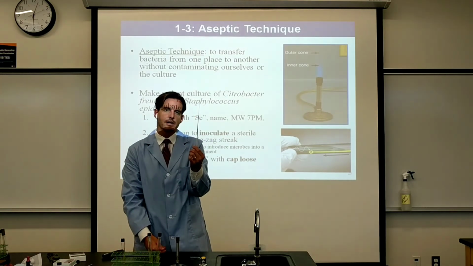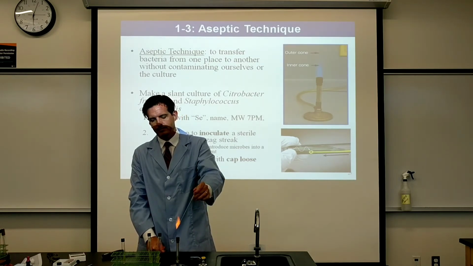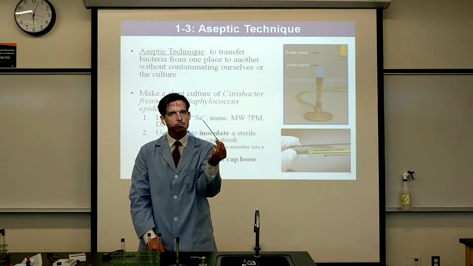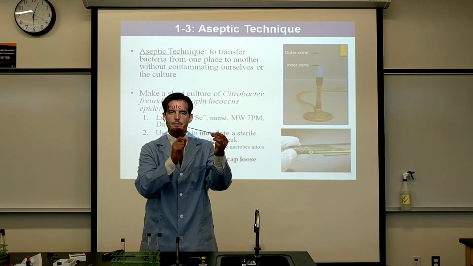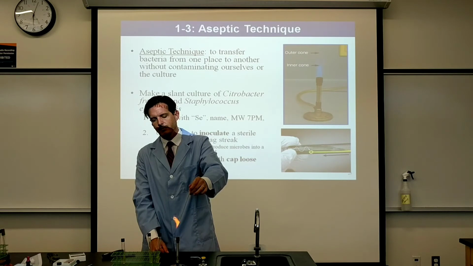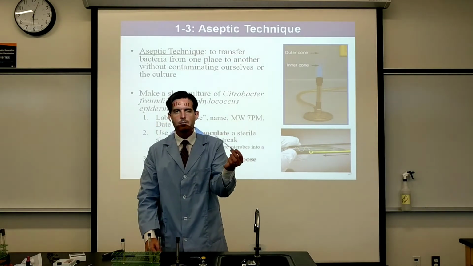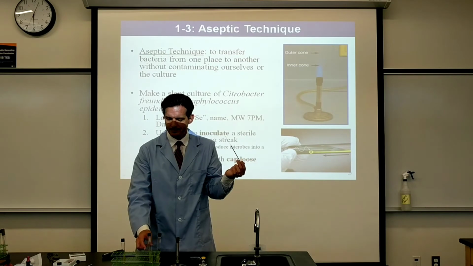Now it's time to flame my loop. When you flame a loop, you always start where the wire meets the handle. It's a good idea, for efficiency and not wasting time, to hold it more vertically rather than passing through it horizontally. That was a lot quicker to do it that way.